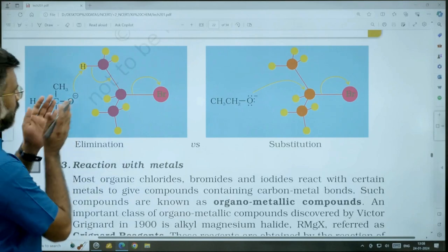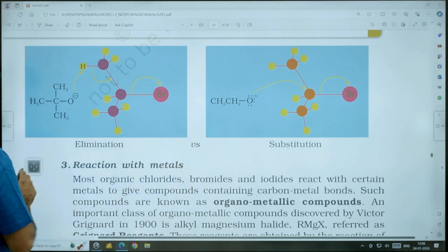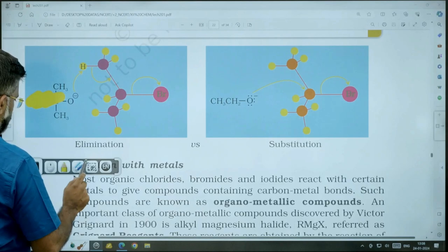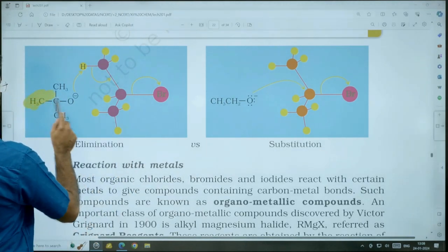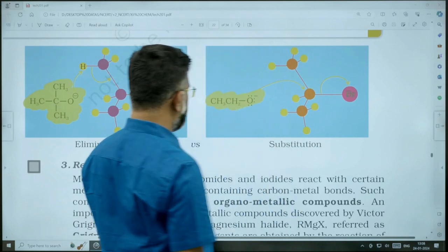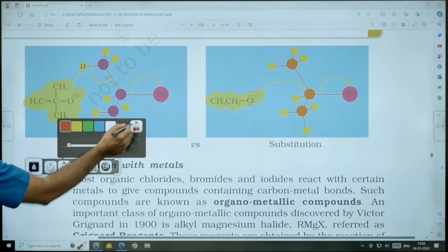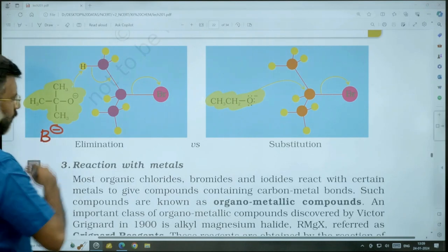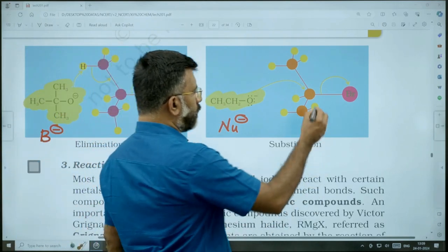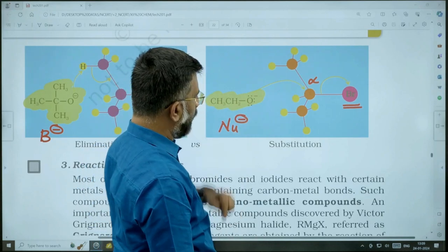See, for example, a beautiful pictorial representation is given for elimination versus substitution. Here the demonstration is based on the nature of the reagent. Both are bases. In one case, this base is acting as a nucleophile, while here the base is acting as a base. When it acts as a nucleophile, it is going to attack the alpha carbon, the carbon from where the halogen is expelled and the nucleophile attacks. And that is substitution.